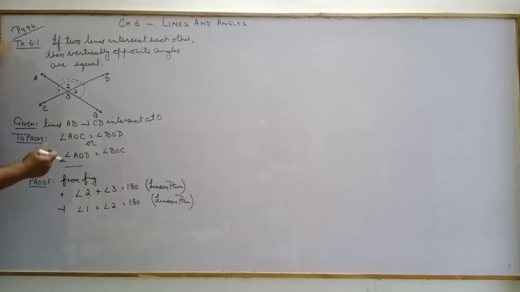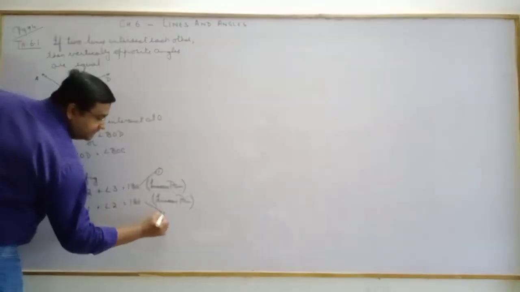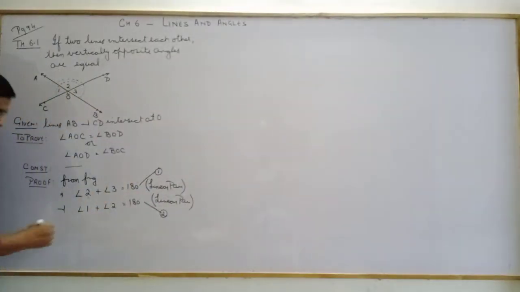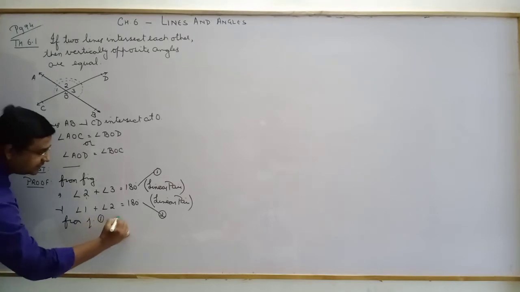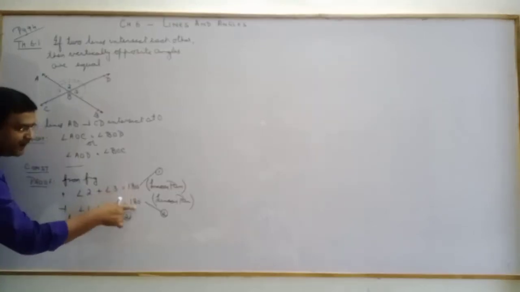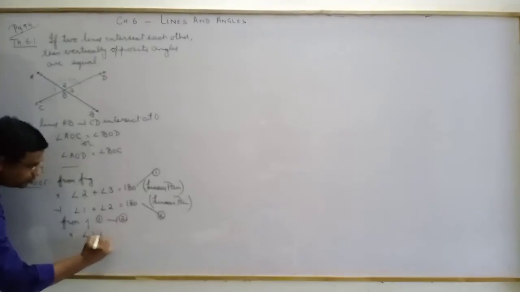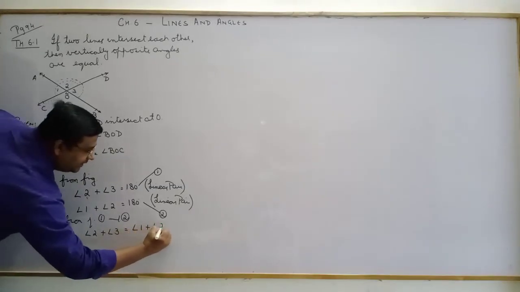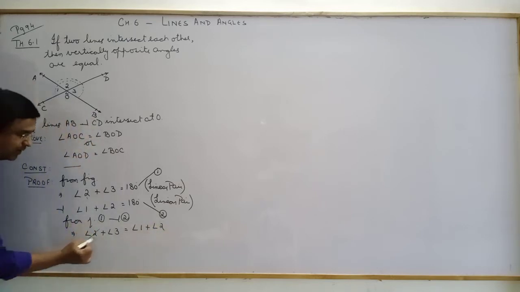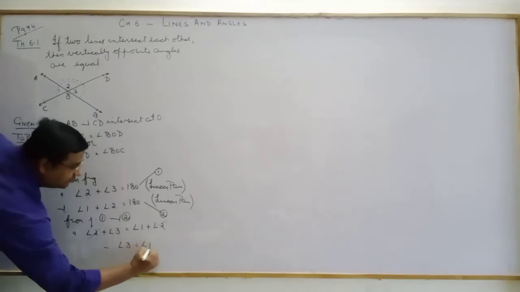Yes. If the right hand side is equal, left hand side is also equal. Equation number first, equation number second. So from equation first and second, if the right hand side is equal, left hand side is also equal: angle 2 plus angle 3 is equal to angle 1 plus angle 2. Angle 2 and angle 2 both are cancelled. What is left? Angle 3 is equal to angle 1.